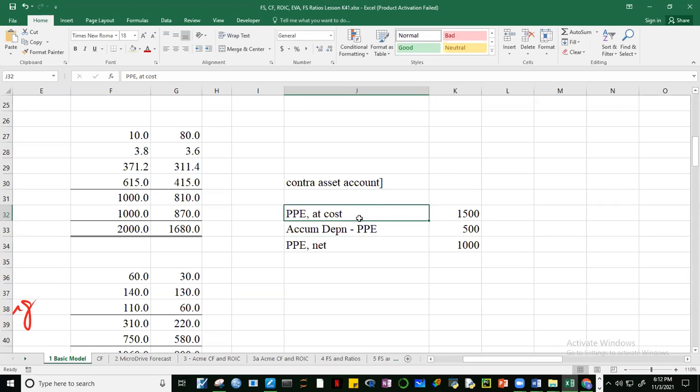What are the different equipment, machinery, maybe land, maybe building? And then what are their individual or corresponding accumulated depreciations? Each asset will have its own accumulated depreciation. So if this was presented this way, then this is just accumulation of all the PPE at cost, accumulation of all the accumulated depreciation, and accumulation of all the PPE net.